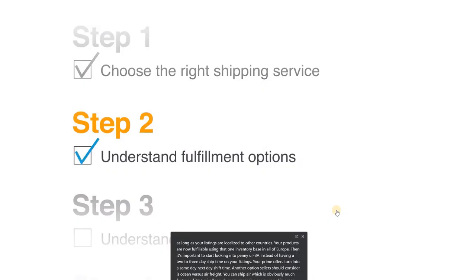Another option sellers should consider is ocean versus air freight. You can ship air, which is obviously much faster and it's typically much more expensive, or you can ship ocean. And ocean takes much longer and is normally cheaper.